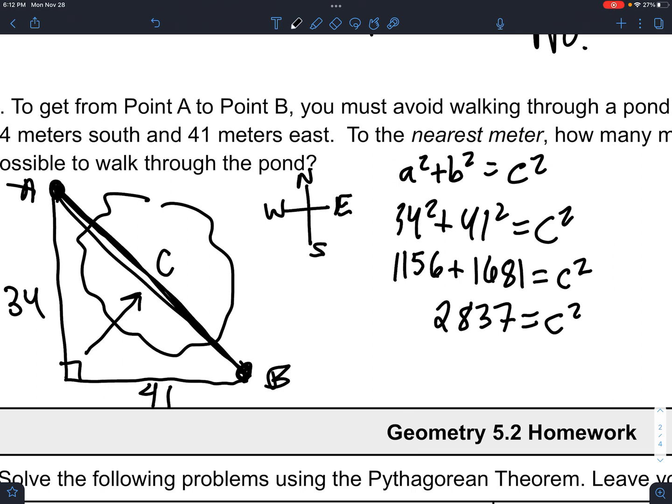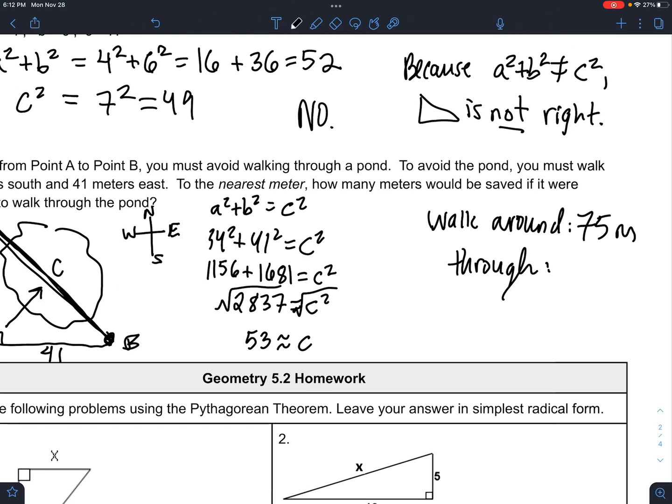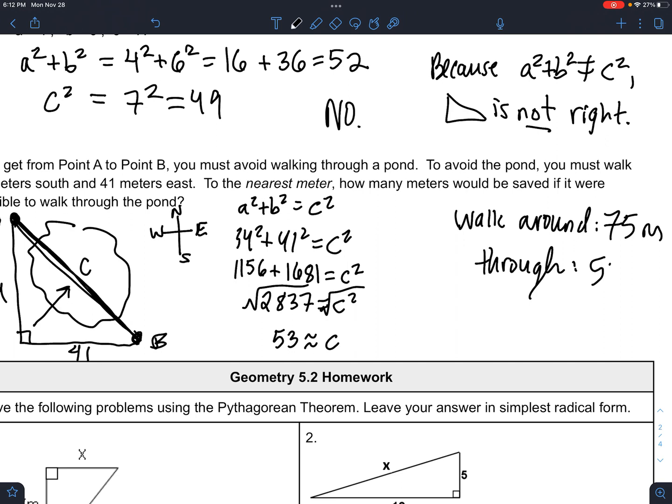And look at the point we're at now. We got c squared by itself, but it's stuck, right? The c is stuck under the square. In order to free it, we have to take a square root. And we're just going to consider the positive answer. So I think that c is around 53. Okay. So if we just walk through, it would be 53 meters, right? So the distance saved is 22 meters. All right.